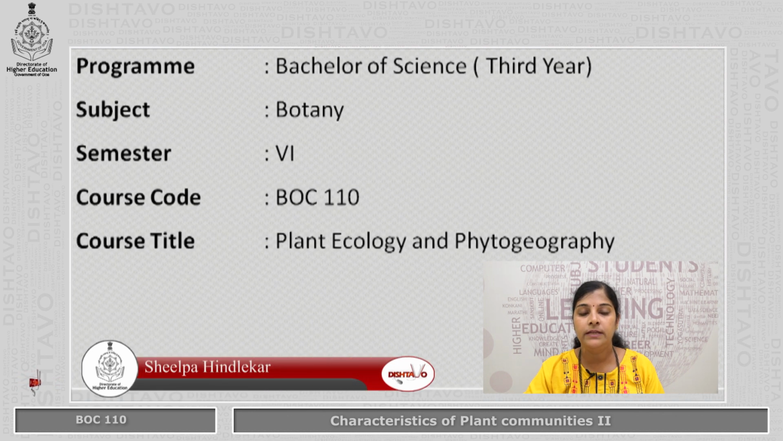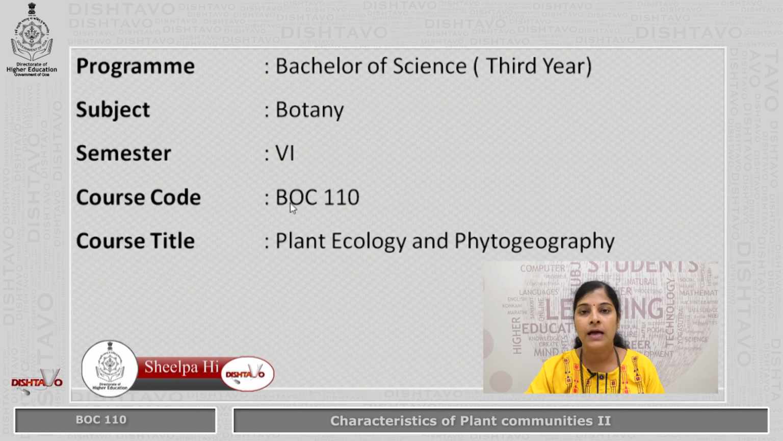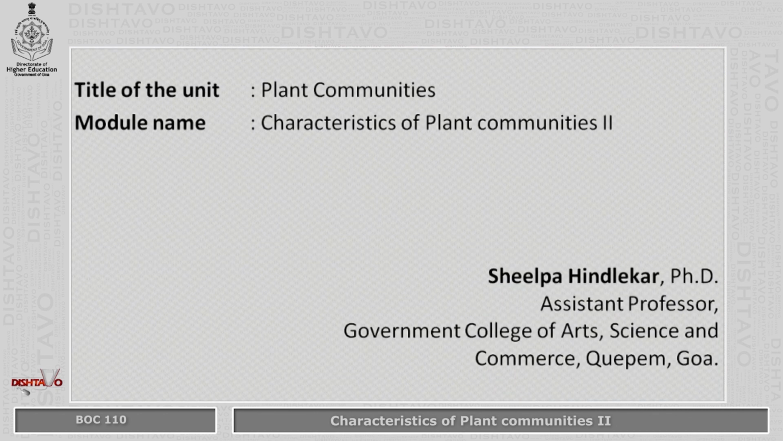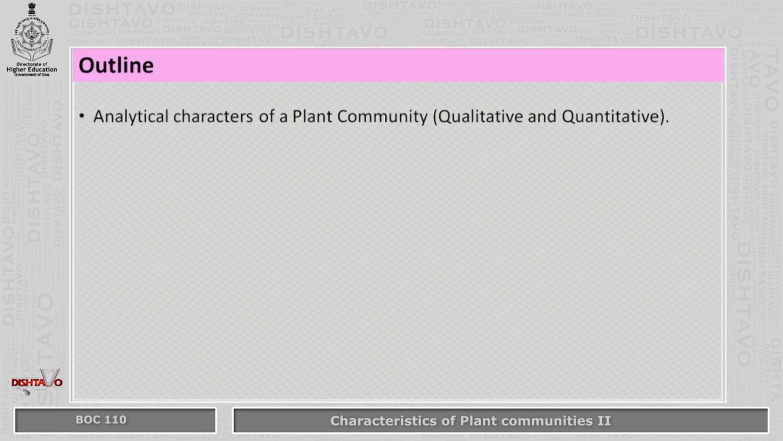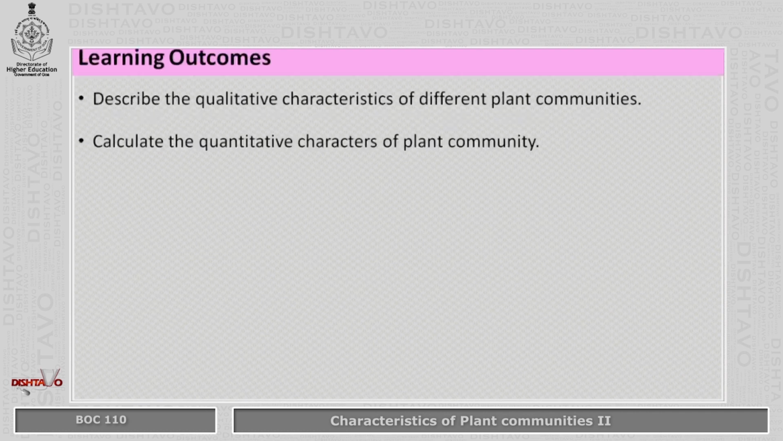The subject is Botany, semester 6, the course code is BOC 110, and the course title is Plant Ecology and Phytogeography. The title of the unit is Plant Communities and the module name is Characteristics of Plant Communities 2. The outline includes the analytical characters of plant community, wherein we are going to study the qualitative and quantitative characters of plant community.